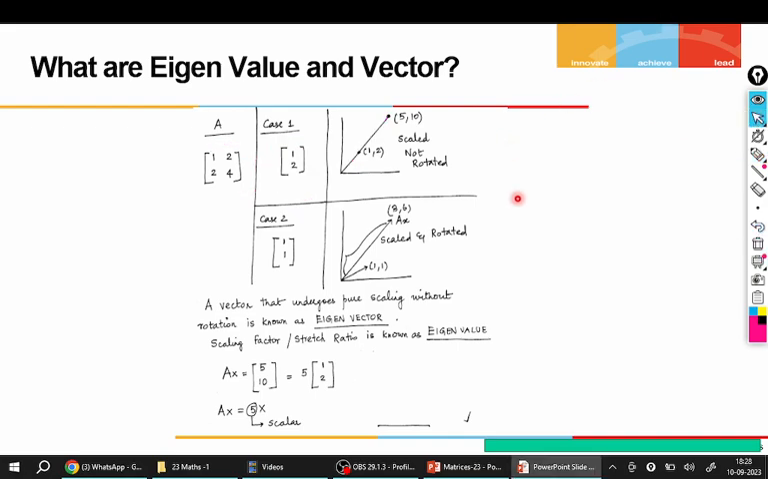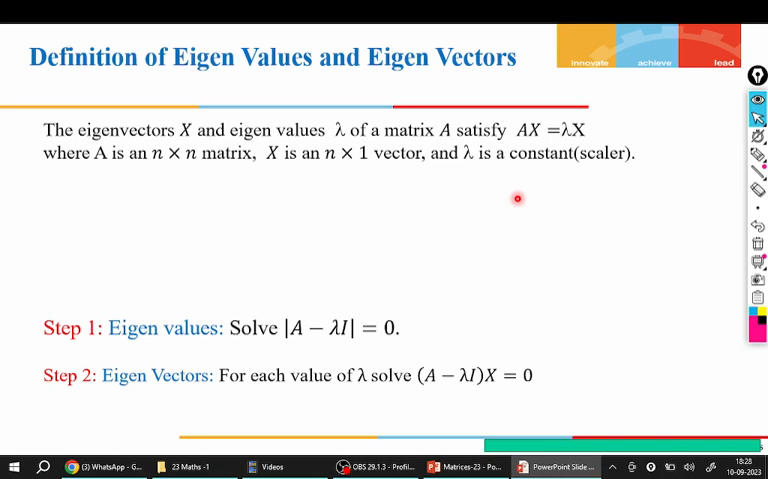Coming to the method. Already we've seen the definition: in the matrix equation Ax = lambda x, lambda is the eigenvalue and x is the eigenvector. Now, suppose x is a zero vector. What happens? A into 0 is equal to lambda into 0, which obviously satisfies. So the zero vector is not a special vector. We are interested in non-zero vectors.